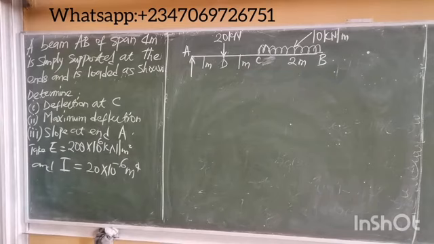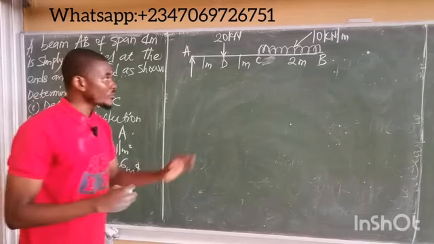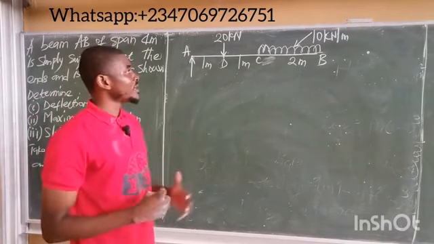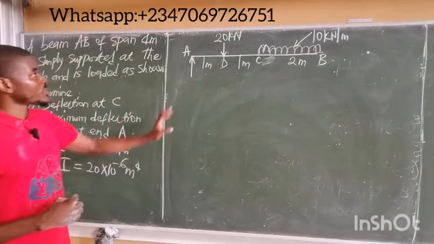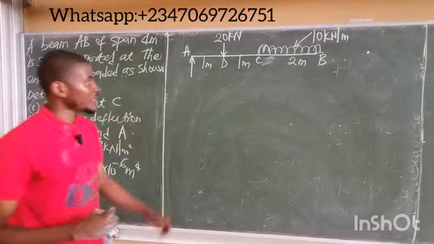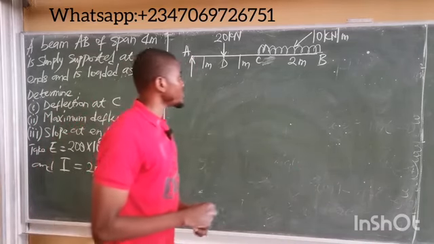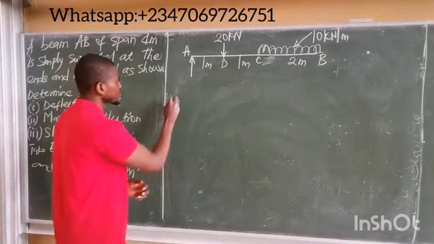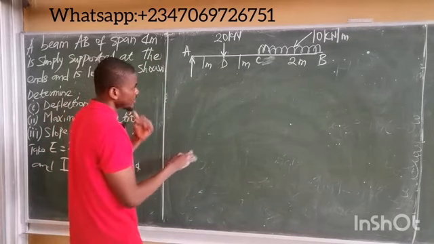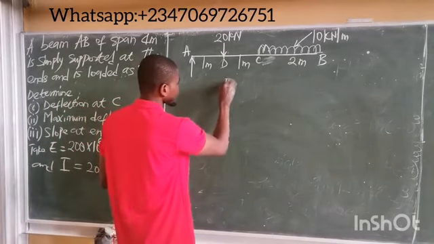We're given the Young's modulus to be 200 by 10 to the power of 6 kilonewtons per meter squared, and the moment of inertia to be 20 by 10 to the power of minus 6 meter to the 4. So this is the beam. As usual, we need to obtain the reactions at point A and point B. Let's start with the free body diagram.